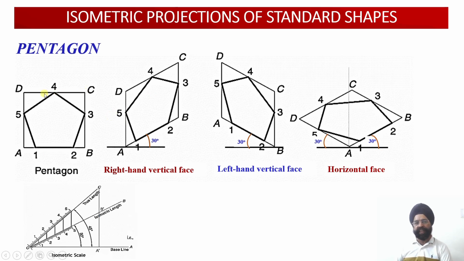Similarly, between this edge, starting from C, you move on to D, measure this length C to 4 or D to 4. So all the lengths are to be measured in isometric length, not in the true length. Here we will be measuring true lengths and then converting them into the isometric lengths while we go for the isometric projection. So we are going to measure C4 or D4. So point 4 will be located.